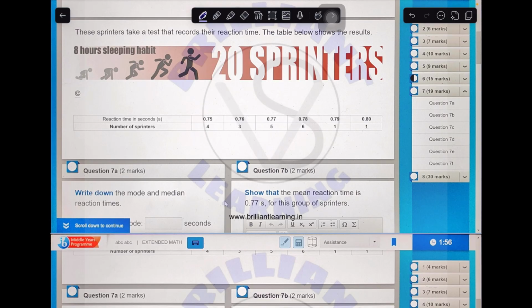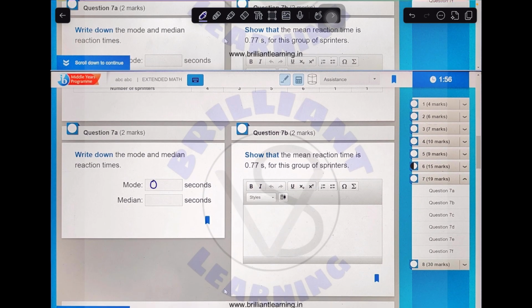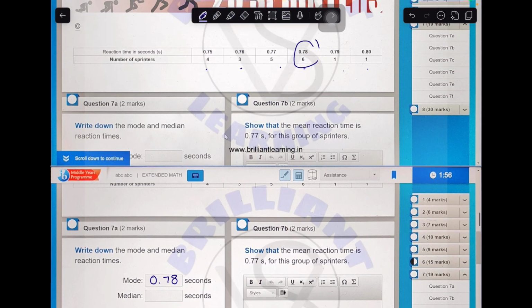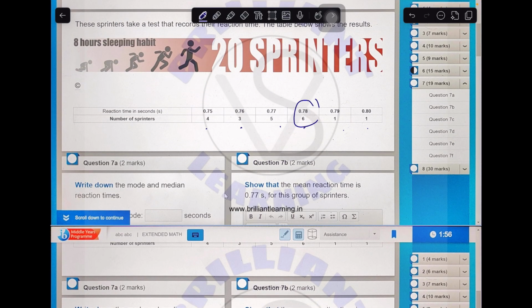Okay, we are up to question 7 on the May 2021 paper. So this question is all about sprinters, their sleeping habits, and their reaction times. So we have a table here, which is reaction time in seconds, and the number of sprinters. Question 7a is asking us for the mode and the median reaction times. So our mode is going to be the most popular. So I can look at my table, which has the most sprinters in. Well, it's going to be 0.78. So 0.78 would be our mode, and then our median is our middle value.